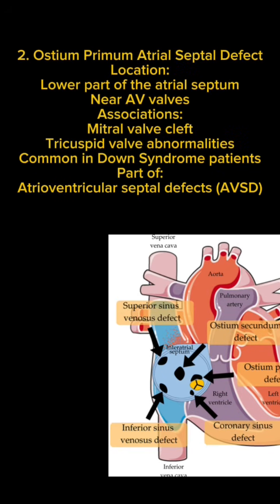2. Ostium primum atrial septal defect. Location: lower part of the atrial septum, near the AV valves. Associations: mitral valve cleft, tricuspid valve abnormalities, common in Down syndrome patients, part of atrioventricular septal defects.